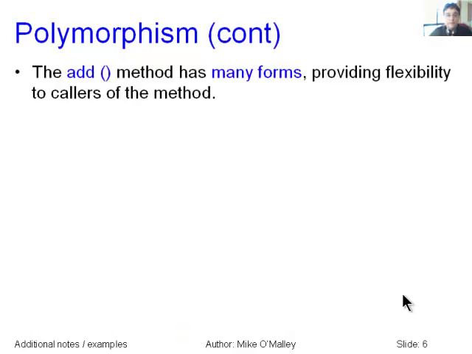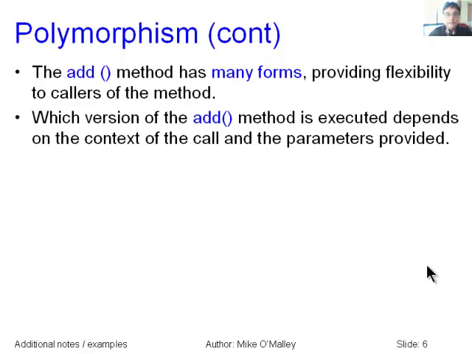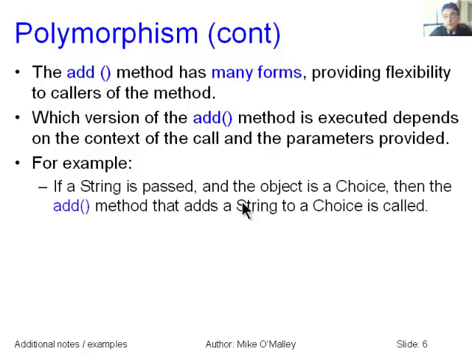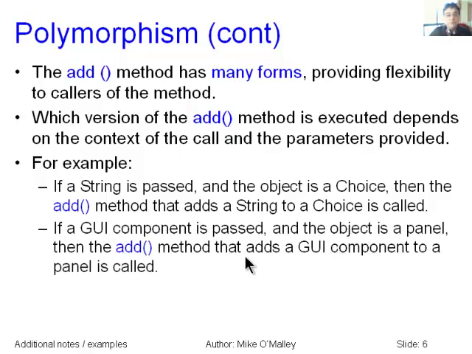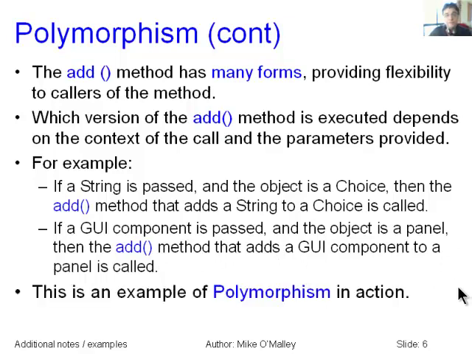Okay, so the add method has many forms, providing flexibility for callers of the method. In other words, programmers who are writing code to use these sorts of functionalities, adding GUI components to forms and so on. Which version of the add method is executed depends on the context of the call and the parameters provided. So that's polymorphism. For example, if a string is passed and the object is a choice, then the add method that is invoked is the one that adds a string to a choice. If a GUI component is passed and the object is a panel, then the add method adds the GUI component to the panel, and so on. Okay, like we just said on the previous slide. So that's polymorphism in action.